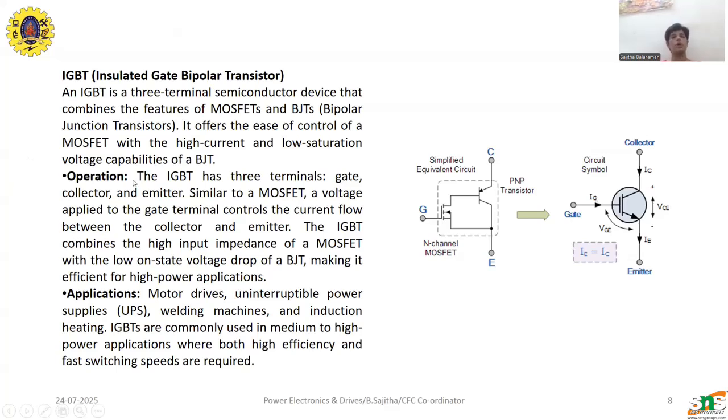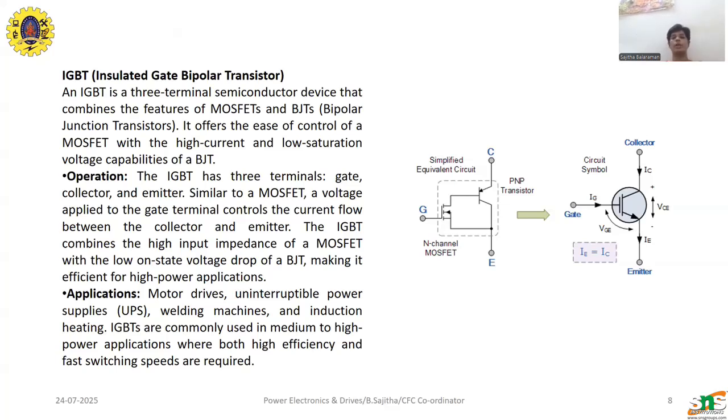Now coming to the operation of the IGBT, it has three terminals: the gate, collector, and emitter, as mentioned. Similar to the MOSFET, a voltage applied to the gate terminal controls the current flow between the collector and the emitter. The IGBT combines the high input impedance of a MOSFET with the low on-state voltage drop of a BJT, making it very efficient for high power applications. This is generally a device capable of handling very high power.